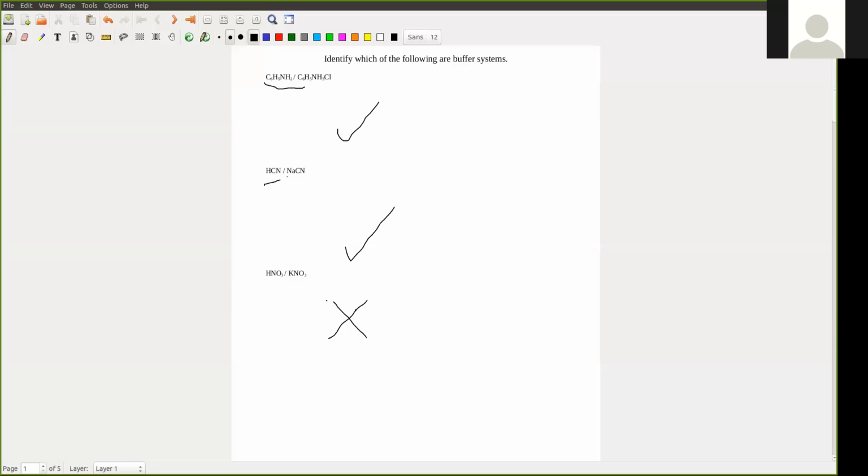Play around with that. All you're doing is removing or putting on a proton, a hydrogen, onto the equation. So just get familiar with that. And as long as you're able to definitively say whether the parent species is weak or strong, and then identify the conjugate for that parent species, then you should be fine in determining what is a buffer.